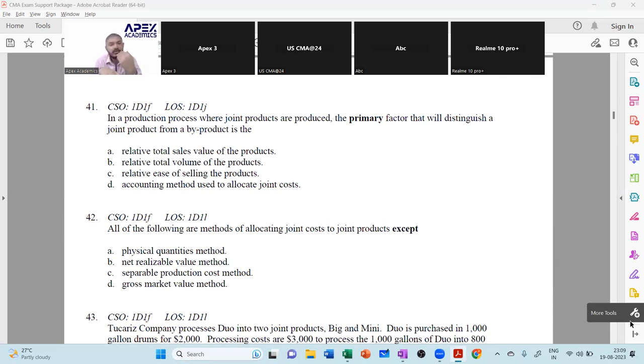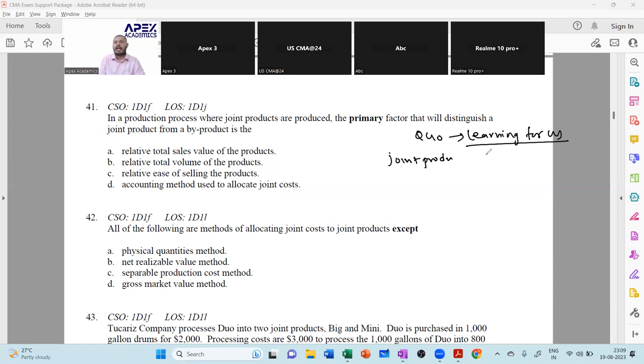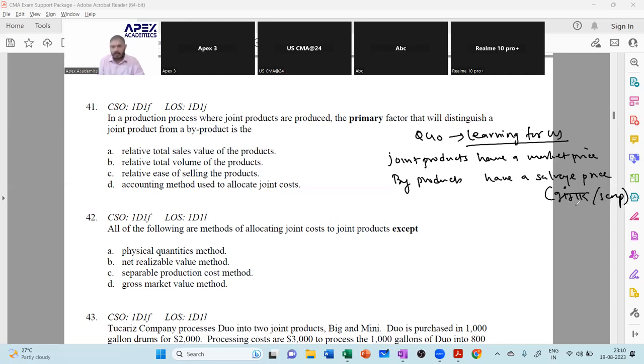Now, continuing from question number 40. This is related to question number 40. What was the learning for us from question number 40? The learning for us was that joint products have a market price, whereas byproducts have a salvage price. And below salvage price, you will write bhangar or you will write scrap. Always keep that much in mind.